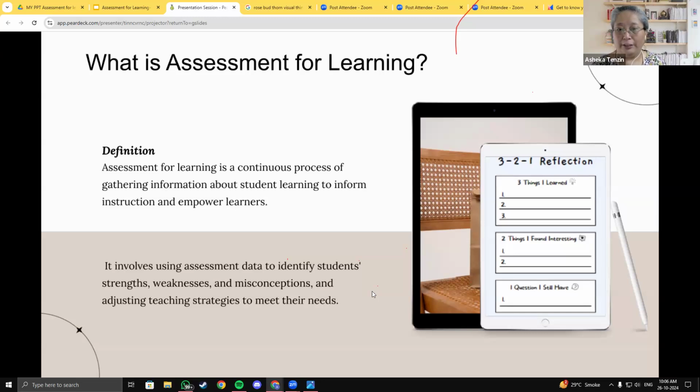It is a continuous process where teachers gather information about what students are learning. And from that information, you will inform your instruction, and you will redo or recreate your instructional activities. Now, during assessment for learning, we use a lot of assessment data. This data will help us to identify the students' strengths, the students' weaknesses, and the misconceptions that they have. After we get to know this, we will adjust our teaching strategies so that we will meet their needs. Okay, so this is what assessment for learning is.